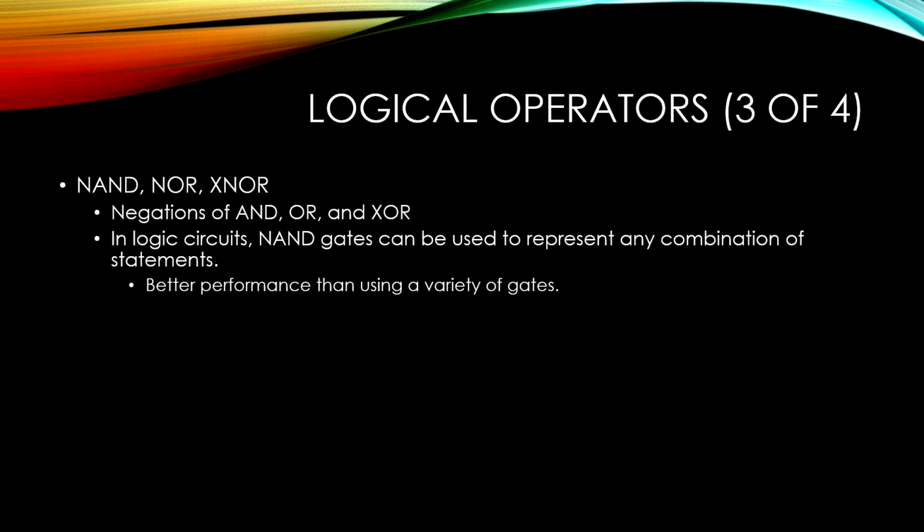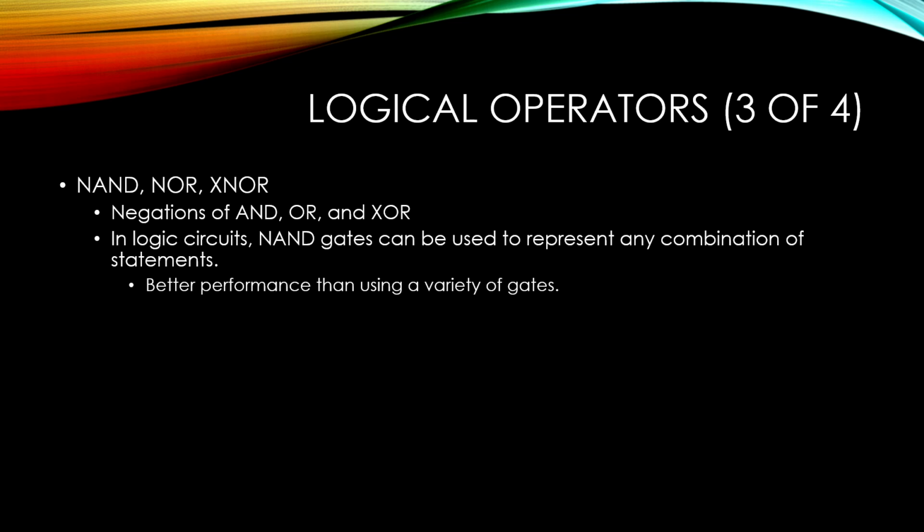Another type of statement that you'll see is the negations of AND, OR, and XOR. These are NAND, NOR, and XNOR. A silly thing: for some reason, my brain always reads XNOR as snore. But that's aside the point. These are the opposites. So if an AND statement would evaluate to true, then NAND would be false. If OR would be true, NOR is false. If XOR is true, XNOR is false.